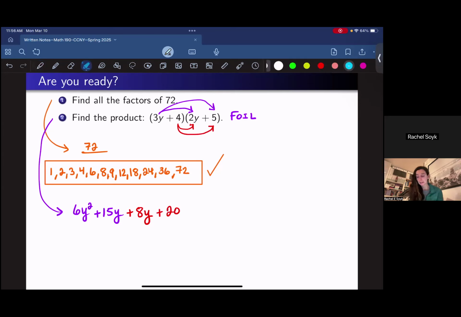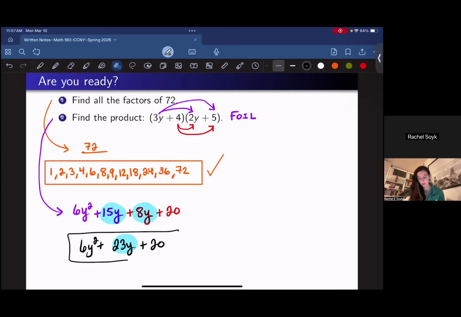Now let's combine some like terms. We can combine these inner two terms. 15y plus 8y gives us plus 23y. Let's bring the other terms down. So our final simplified form is simply 6y squared plus 23y plus 20. And we're done.